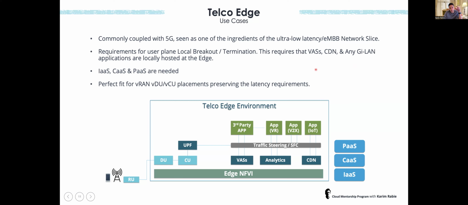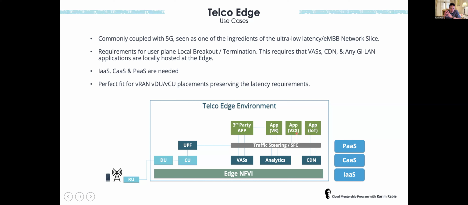So that's why you need to have all the value-added services, all the content data network, any GI LAN. The term GI LAN we usually use to describe any kind of service that exists on the GI network, and GI is the interface from the gateway to the internet. So usually these are the local applications that are provided to the end user, like DPI, analytics, value-added services, any kind of application, for example, V2X, vehicle to anything, autonomous cars, for instance, smart cities. All these are in the GI LAN of the mobile core.